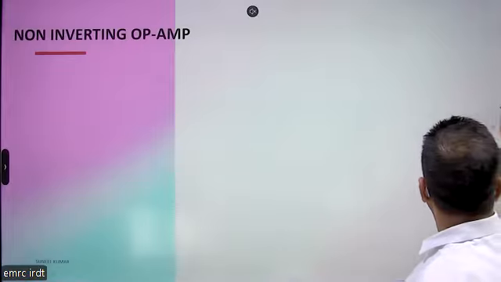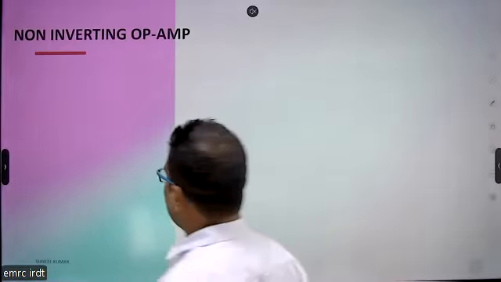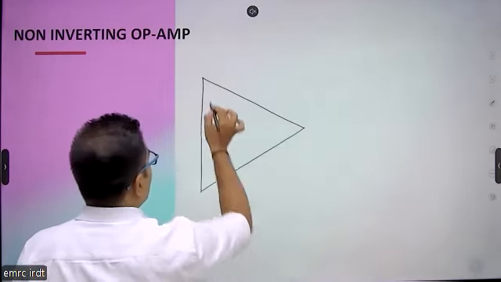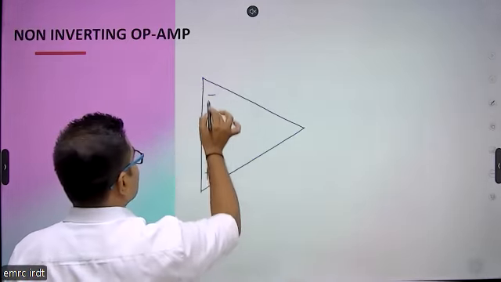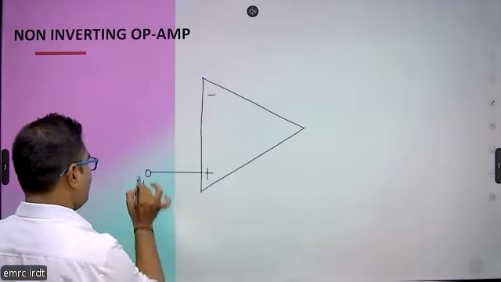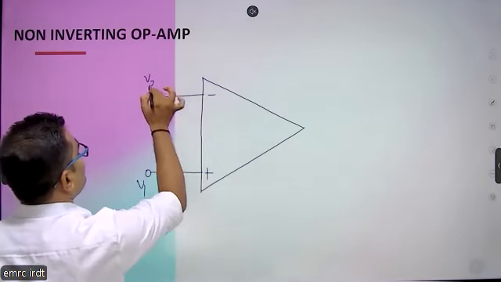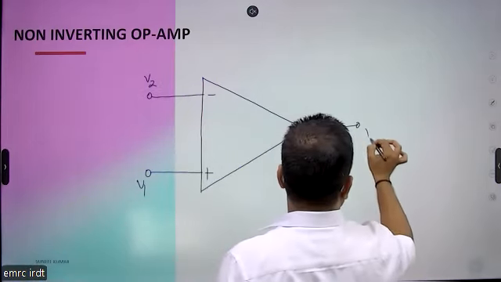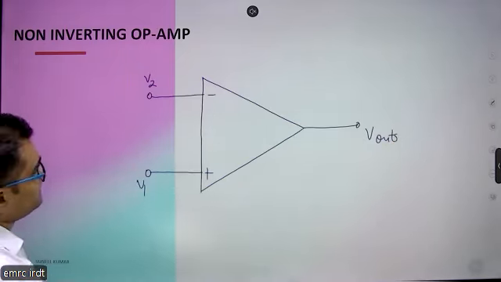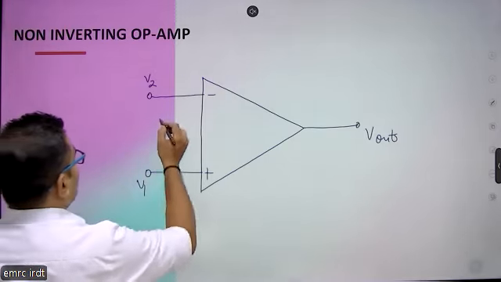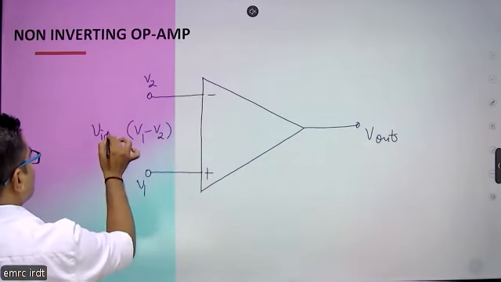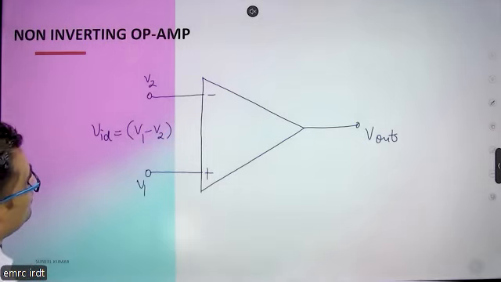So non-inverting amplifier, we want to design this non-inverting amplifier. So here we have the symbol of op-amp. This is op-amp, that is minus, this is plus, this is the inverting terminal, this one is non-inverting terminal. So we have this voltage V1, this one is V2. Here we are having output. And this is V1 minus V2, that is the difference of the signal, VID.